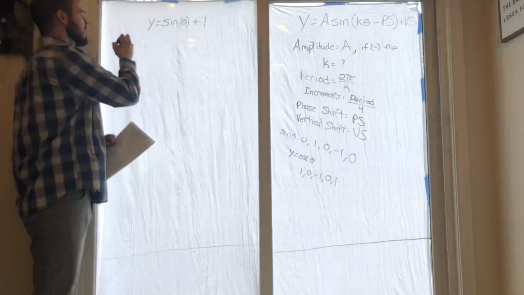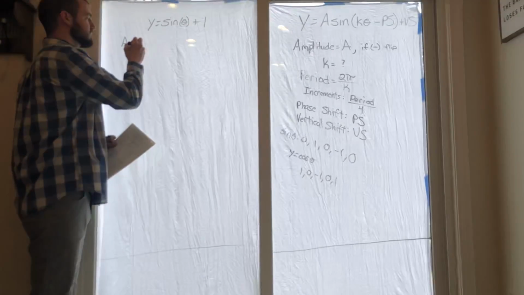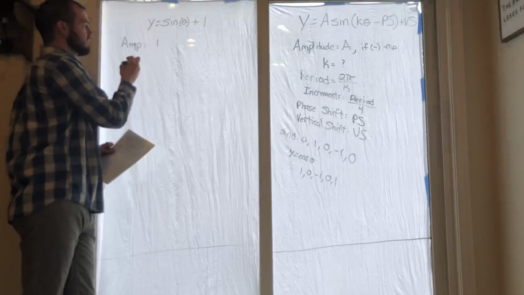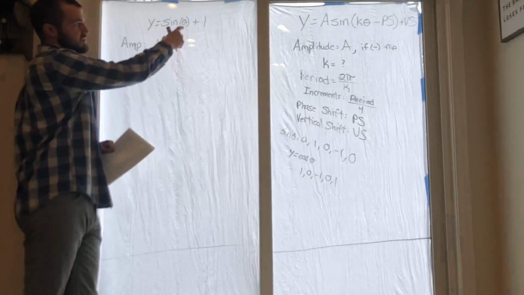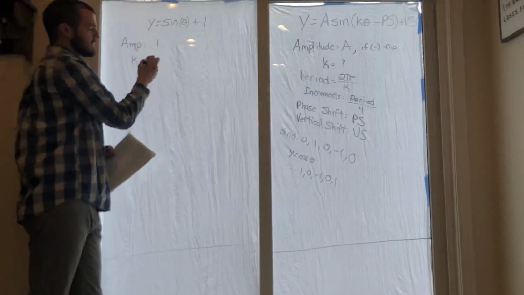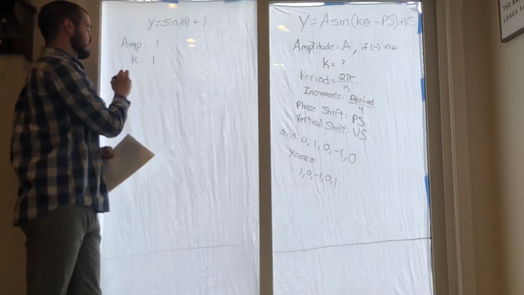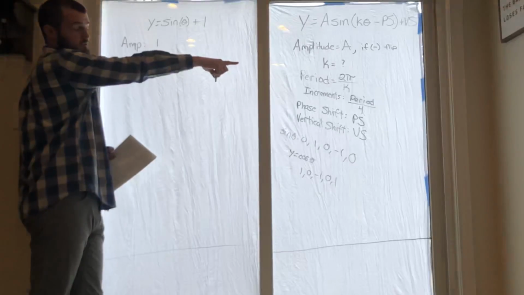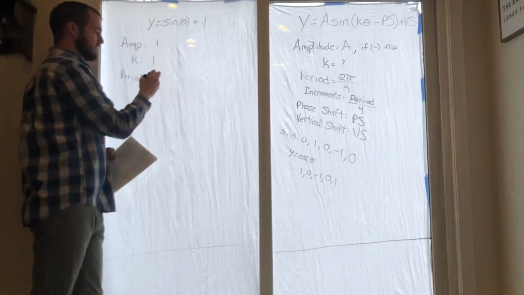So, your A, or your amplitude, in our case, what's out front? It's just a 1, right? What's our K? That's the number being multiplied by theta. It's just 1. Our period is going to be 2 pi divided by k, which is just 1, so it's 2 pi.